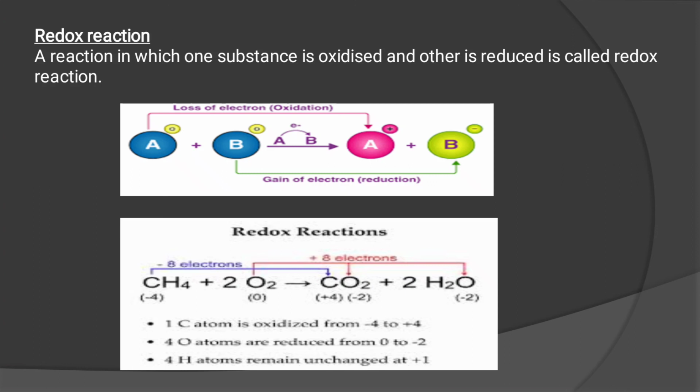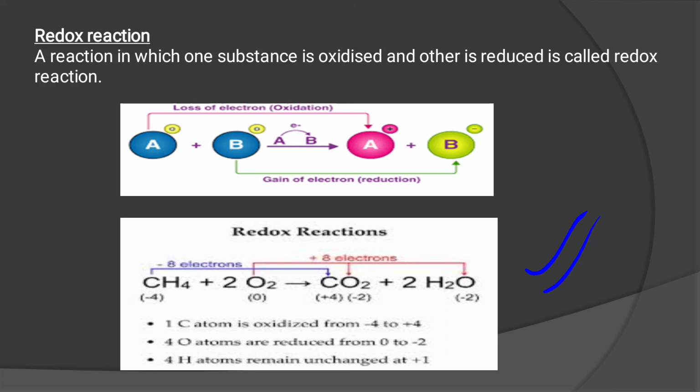Then next comes the redox reaction. What is a redox reaction? A reaction in which one substance is oxidized and the other is reduced is called a redox reaction. That means both the phenomena of oxidation and reduction are taking place at the same time. You can relate to the example here. The one carbon atom is oxidized from -4 to +4, and the 4 oxygen atoms are also reduced from 0 to -2. So you can relate all the examples and see whether the reaction is oxidized or reduced.